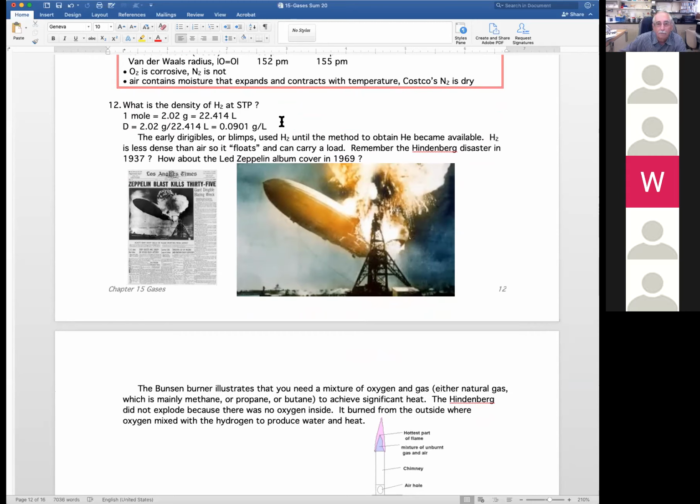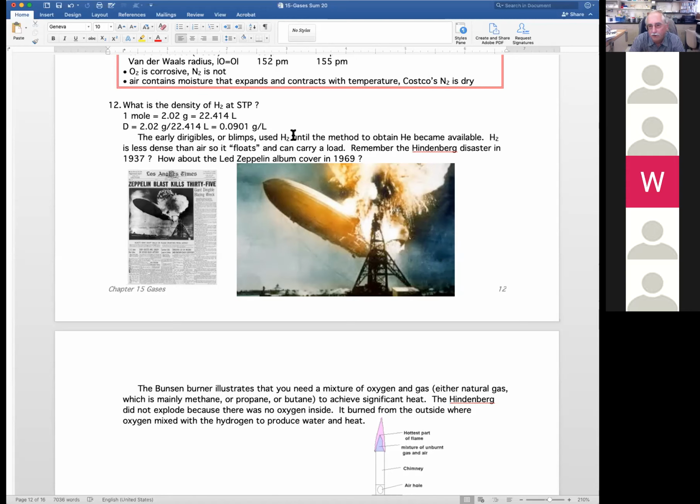So anyway, you may have heard about the Hindenburg disaster. It was on the cover of the Led Zeppelin album. And if you look at what's going on right here, people might say, oh, it's blowing up. But it is not blowing up. It is simply burning from the outside. It did not blow up. Why would they think that they could fill this up with hydrogen and think that they're safe?